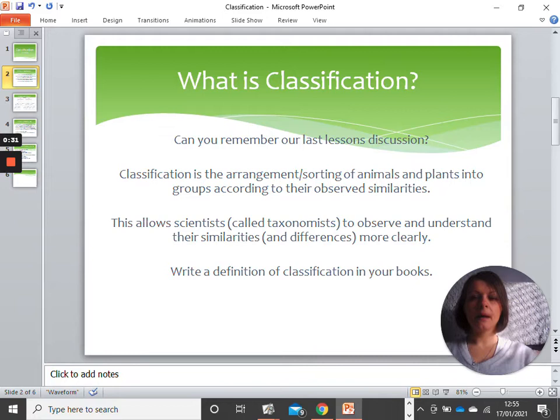Excellent. Can you remember last week's discussion? As a class, we talked about classification. If you remember, we said classification is the arrangement or the sorting of animals and plants into groups according to their similarities. This allows scientists, who are also called taxonomists, to observe and understand their similarities and their differences more clearly. What I would like you to do now is write a definition of classification into your books. Pause this video and write a definition.